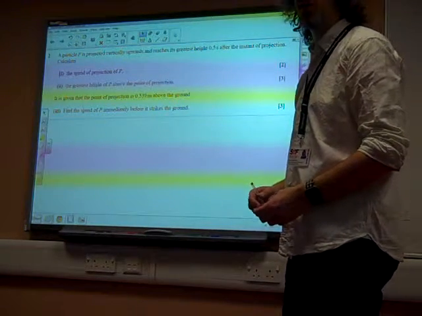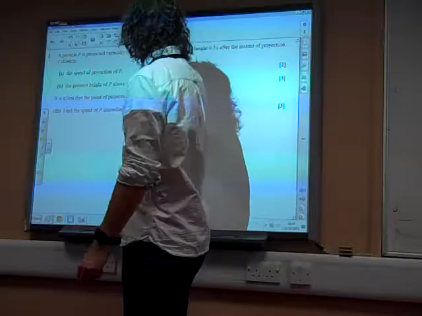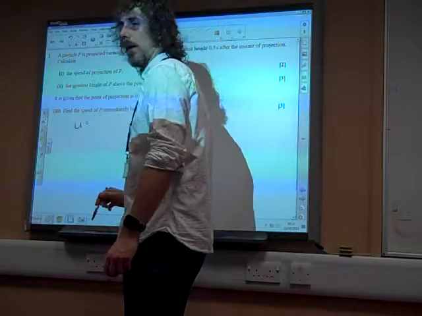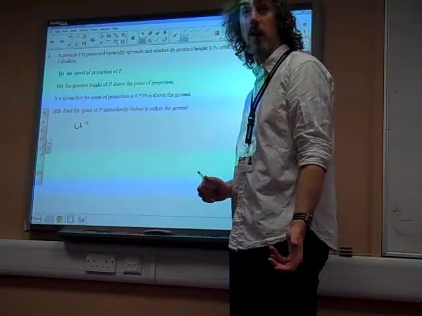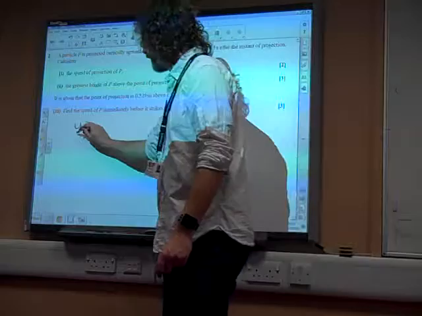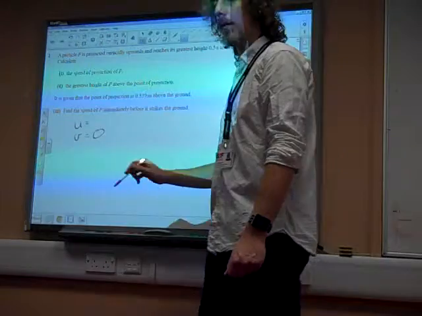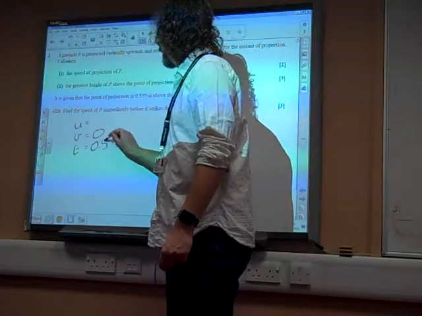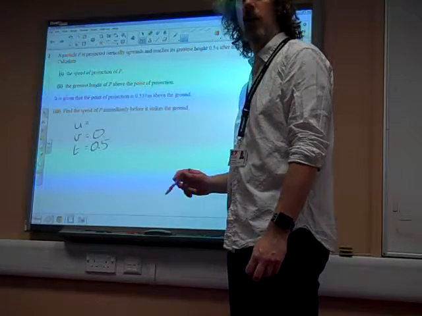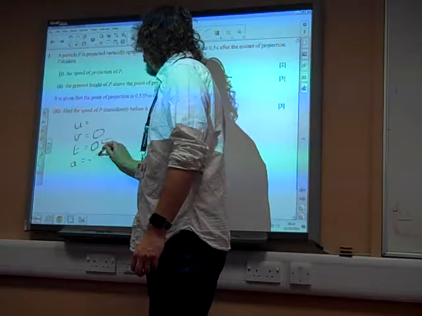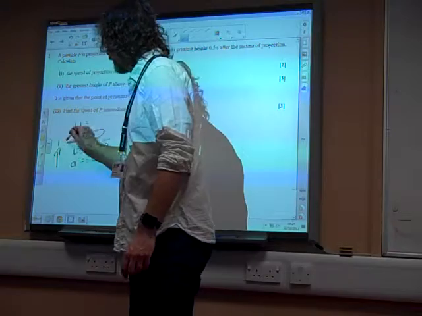Well, let's set up our SUVAT kind of stuff. So we've got an initial speed which we're trying to find out. It reaches its greatest height. So what has happened when it reaches its greatest height to its velocity? It is momentarily 0. So V is 0. It does this after a time of 0.5 seconds. And the acceleration, what we have going on through all of this, is an acceleration of minus 9.8, because I am going to take upwards as being positive, because that seems sensible.